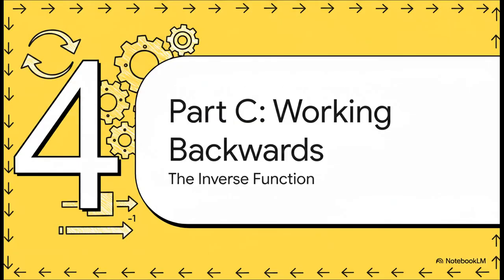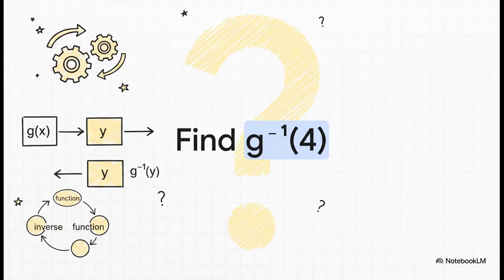Okay, on to the final part of the question. This last one is all about working backwards. And in the world of functions, that means we're dealing with an inverse. So we need to find g inverse of 4. That little -1 symbol just means inverse. An inverse function basically just undoes the original function. It's like hitting the rewind button. If g of x takes an input and spits out an output, g inverse takes that output and tells you what the original input was.